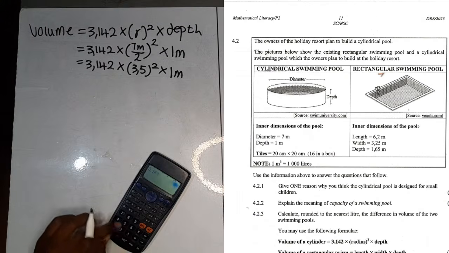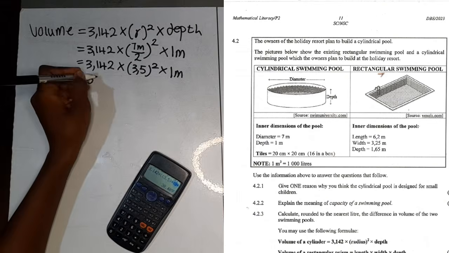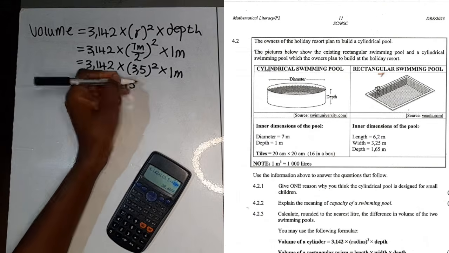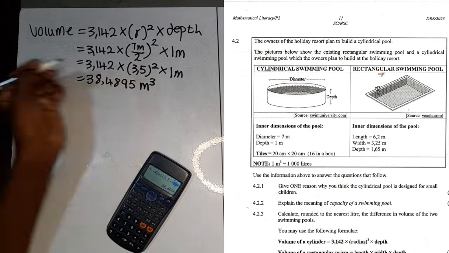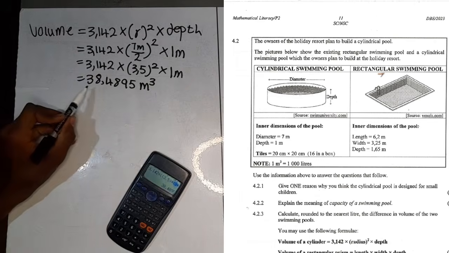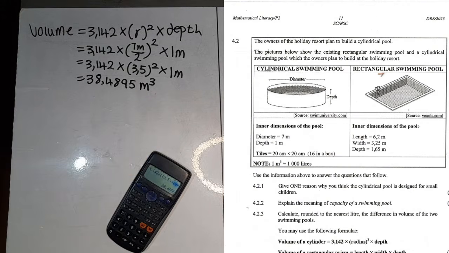It's 3.142 multiplied by 3.5 squared multiplied by 1, and that gives us a total of 38.4895 meters cubed. So that means that the volume of the cylindrical swimming pool equals 38.4895 cubic meters. So now we're going to calculate the volume of the rectangular pool.